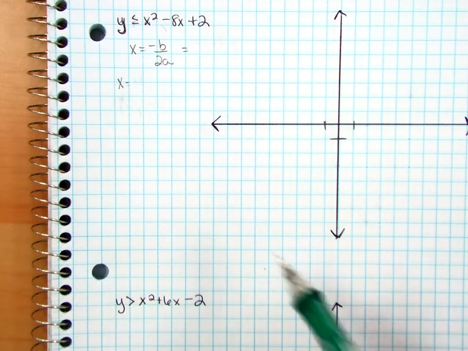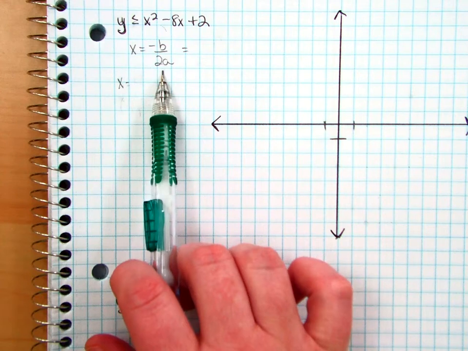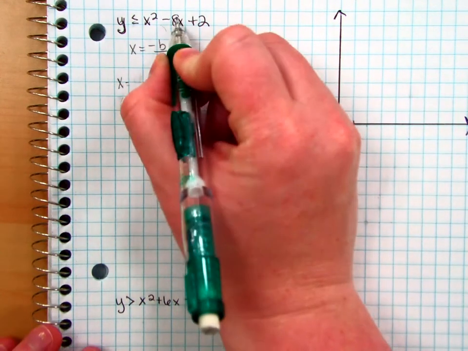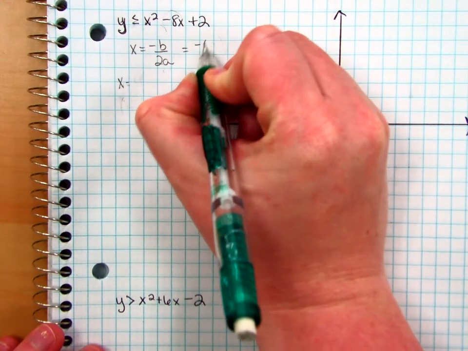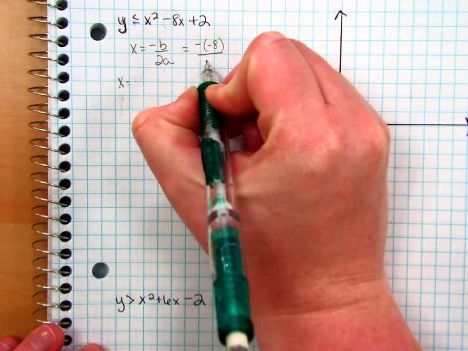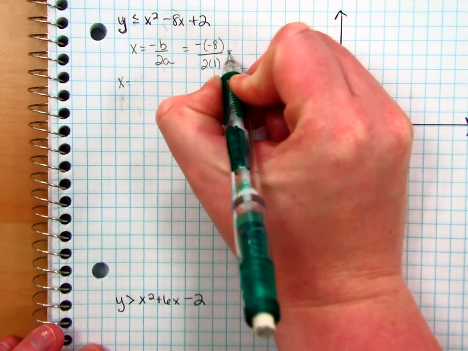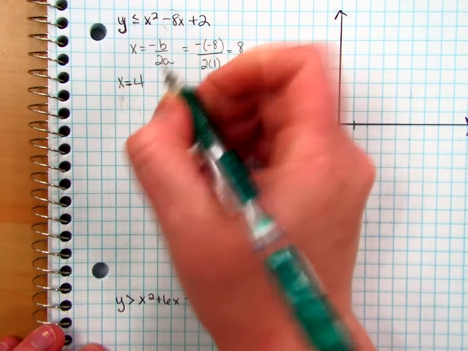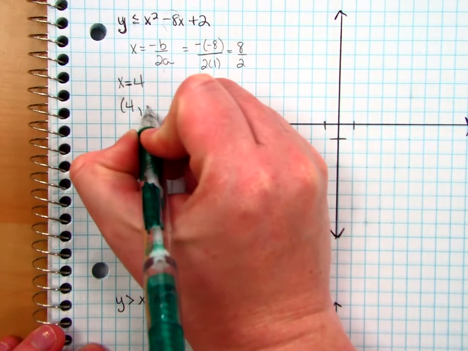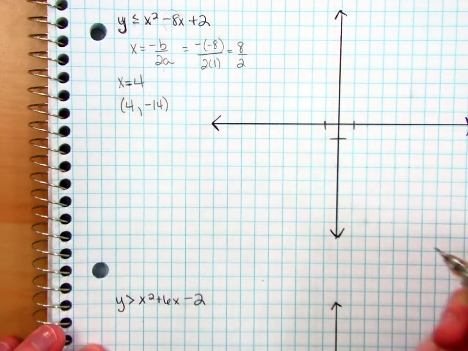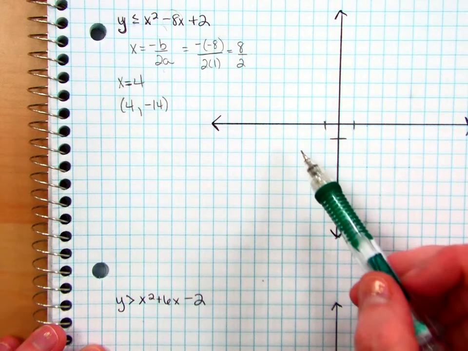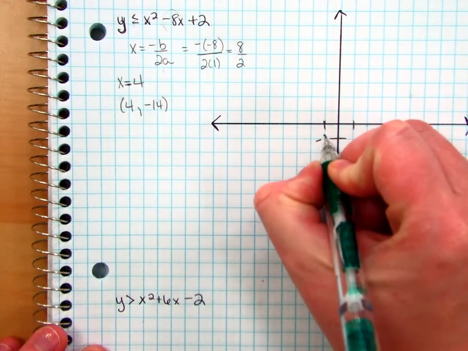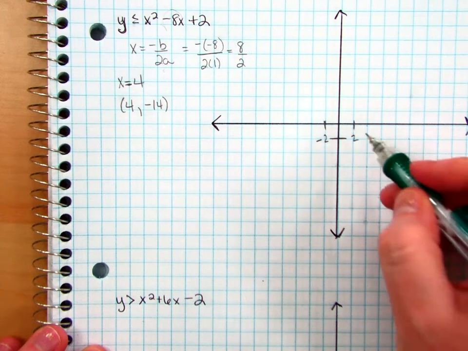Starting this equation off, I'm going to have my axis of symmetry equation, x equals negative b divided by 2a. I'm going to plug in my b of negative 8. Negative 8 divided by 2 times 1 gives me 8 divided by 2, so x equals 4. If I plug that into my equation, I get negative 14. Since that is my scale, I'm going to do my scale by 2, so I'm going to use a negative 2 and a 2.